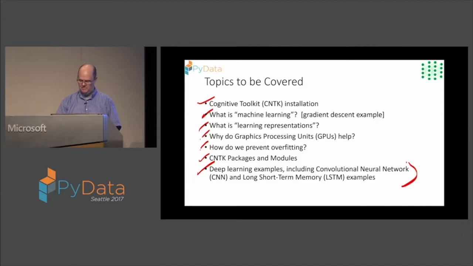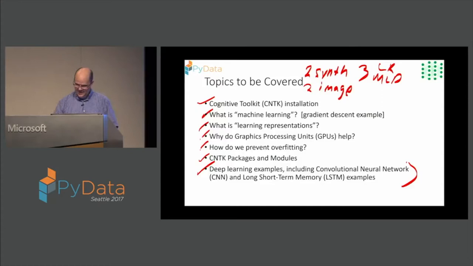So today, in terms of data sets and notebooks, there will be two synthetic data sets. And out of those, we'll have three notebooks. The three notebooks will cover logistic regression and multi-layer perceptrons, just so you get exposure to what these things are, what people mean when they say these things. We will have two image data sets. Out of that, we will get six notebooks.